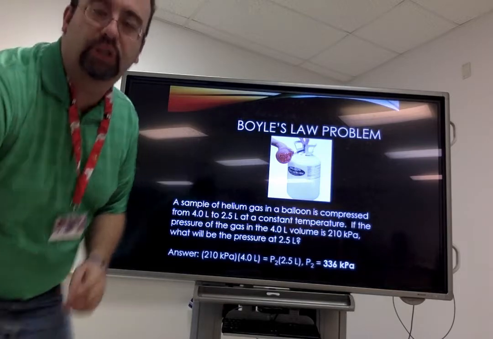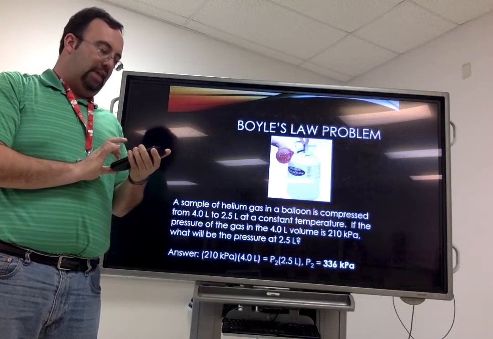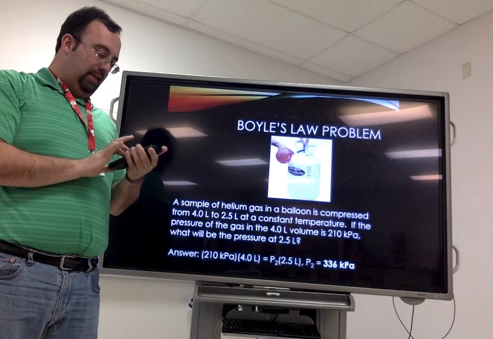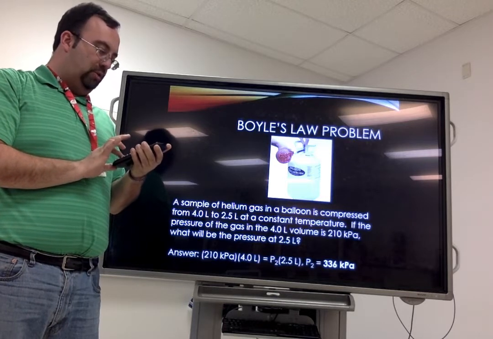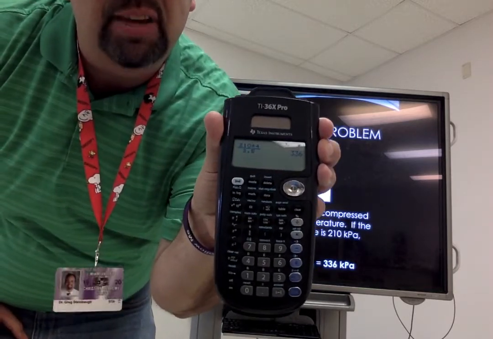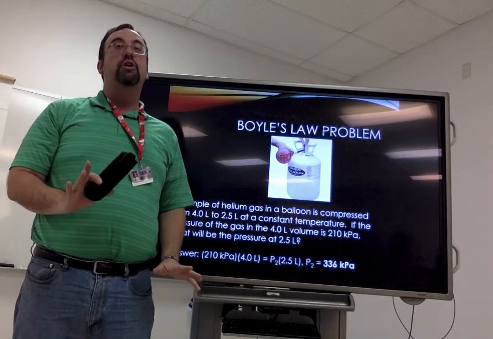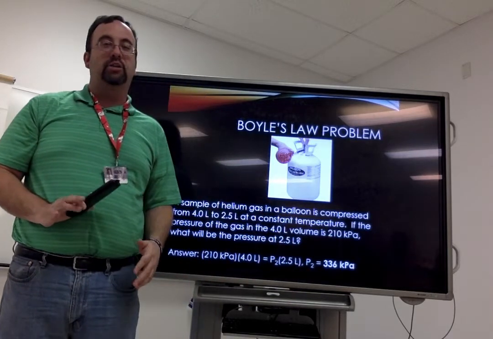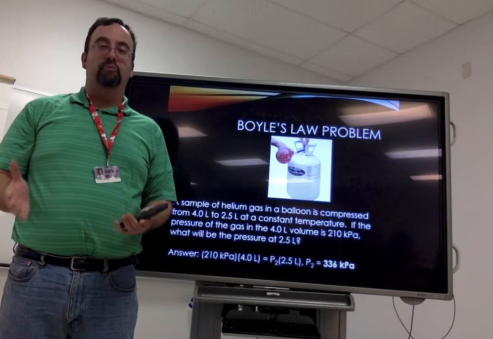An easy way to do this is to take 210 times 4, and then divide that by the new volume, I should say. I'm sorry, it should be 2.5. When I do that, I end up getting approximately 336 kilopascals. So notice that, in fact, the pressure did increase from 210 kilopascals to 336 kilopascals because the volume did, in fact, decrease. And that is how you would do a type of Boyle's law problem.